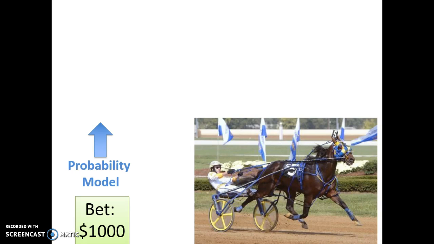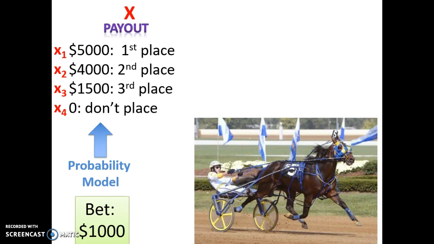So we're going to build a probability model. Now, probability model sounds fancy, but you actually know exactly what it is. It's basically just a table showing you all your possible outcomes. So we have our payout, that's our X. So if you get first place, $5,000, second place, $4,000, third place, $1,500, and then if number 5, which he loves number 5s, doesn't win, then you just don't place.